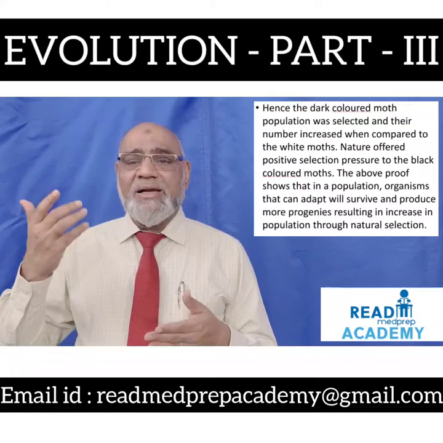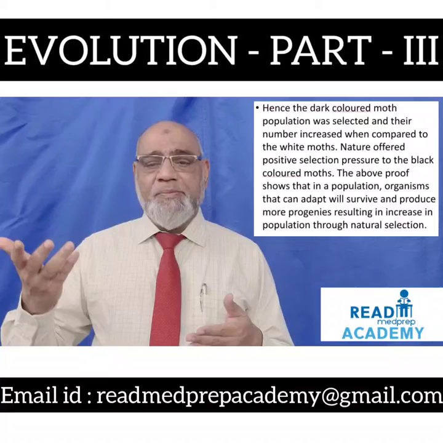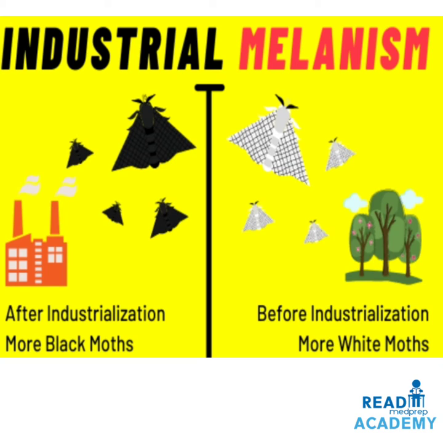The above proof shows that in a population, organisms that can adapt will survive and produce more progeny, resulting in an increase in the population through natural selection. Here in this image, you can see before industrialization, more white moths were present. After industrialization, more black moths progeny existed.